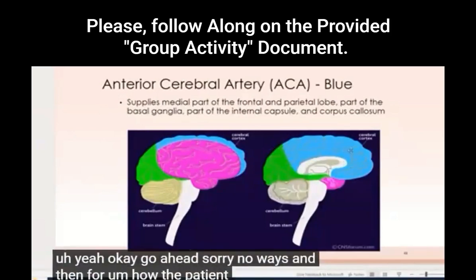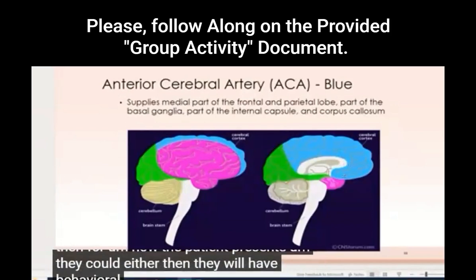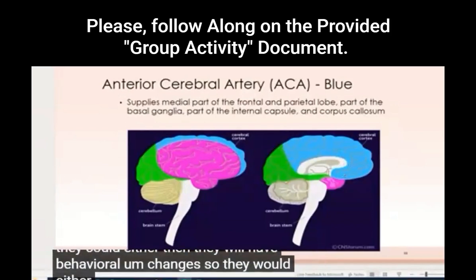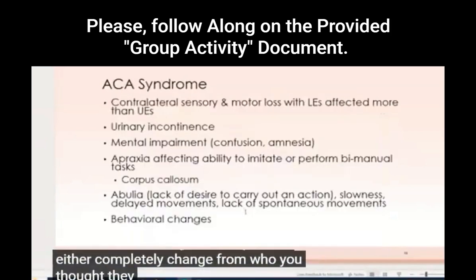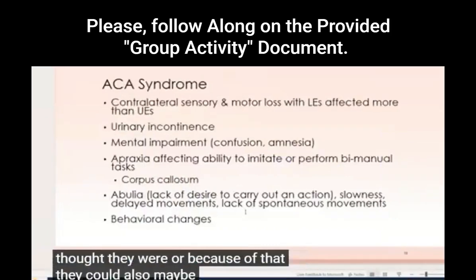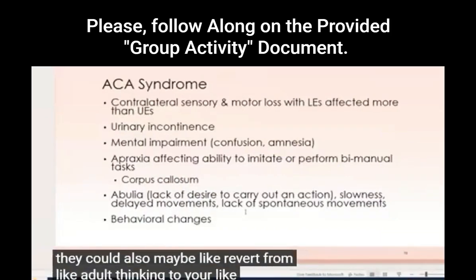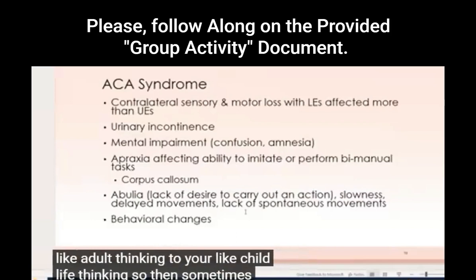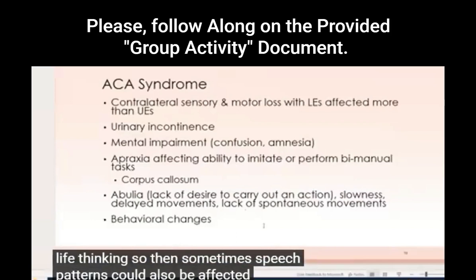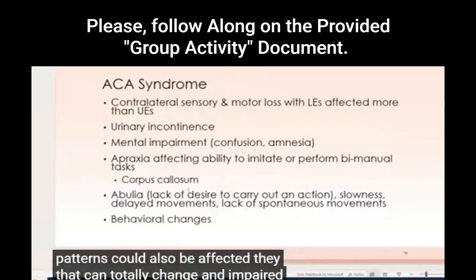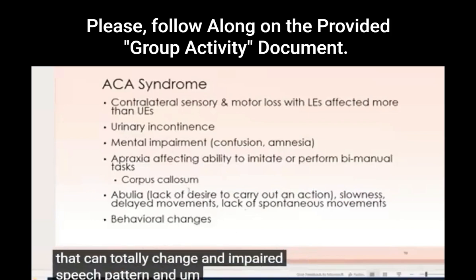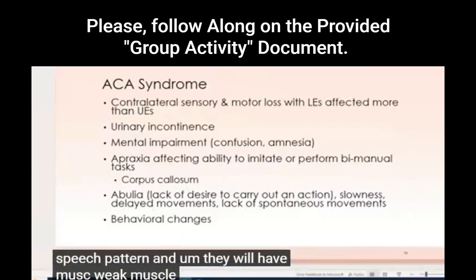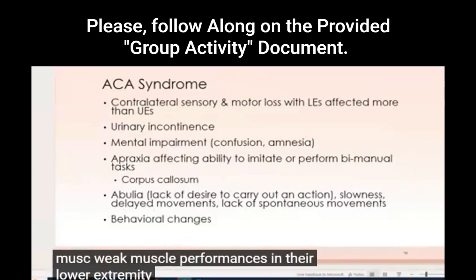And then for how the patient presents, they will have behavioral changes. So they would either completely change from who you thought they were, or because of that, they could also maybe revert from adult thinking to childlike thinking. Sometimes speech patterns could also be affected. That can totally change, impaired speech pattern. And they will have weak muscle performance in their lower extremity.